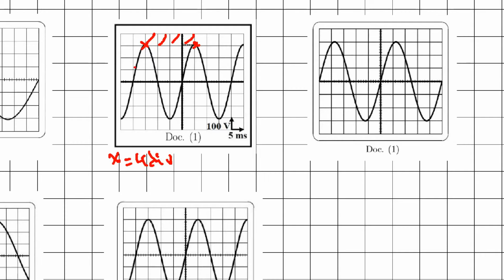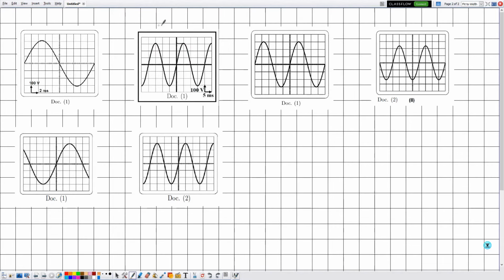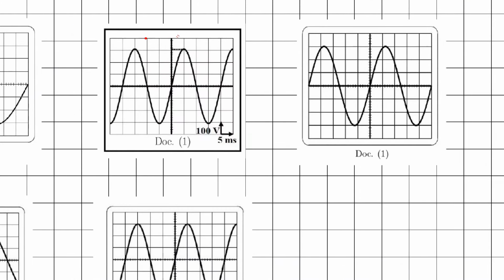X can also be counted from the center. We choose a point, skip a point, choose another point, then it's 1, 2, 3, 4. So X can be counted either from peak to peak or from the center. Now, to determine the value of Y, Y is from the center to the maximum point reached by the curve. Remember that each subdivision is 0.2. From the center, this is 1, 2, 3, then this peak is pointing between 3 and 3.2. So this is given by 3.2 divisions.